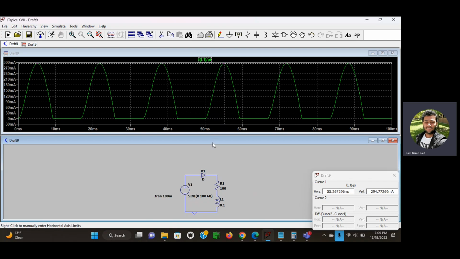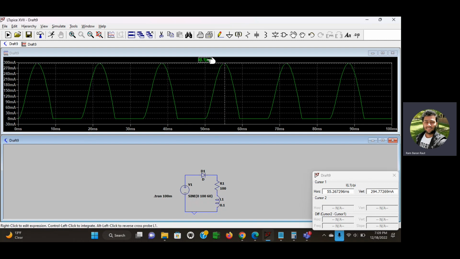I have already shown over here. This is the current flowing in the output, because both are in series, so the current should be the same in both R and L. Here I have already divided by pi to get the average current, which is 0.294773 ampere or 294.773 milliampere. So this is the average one.